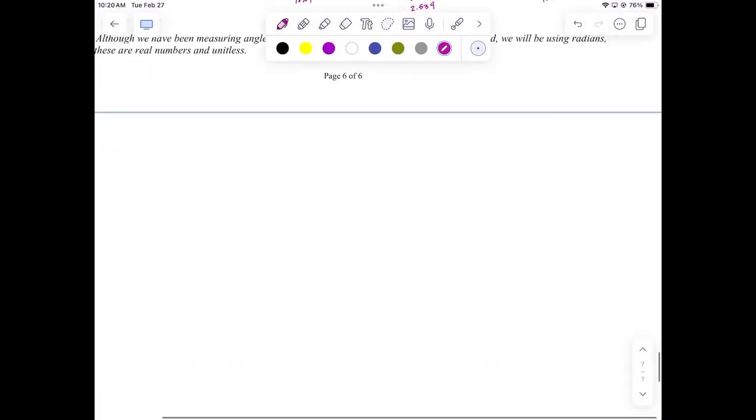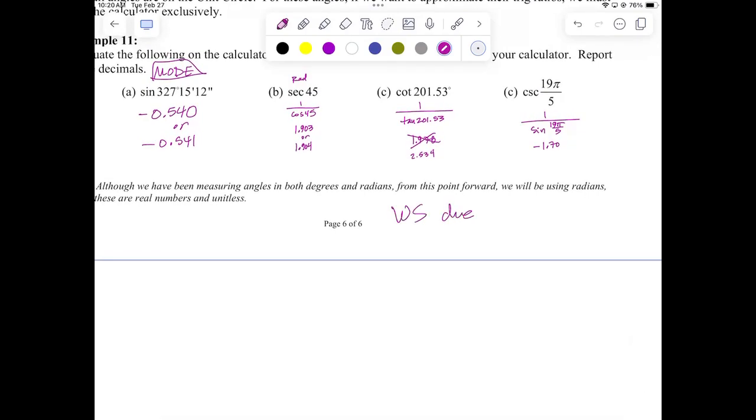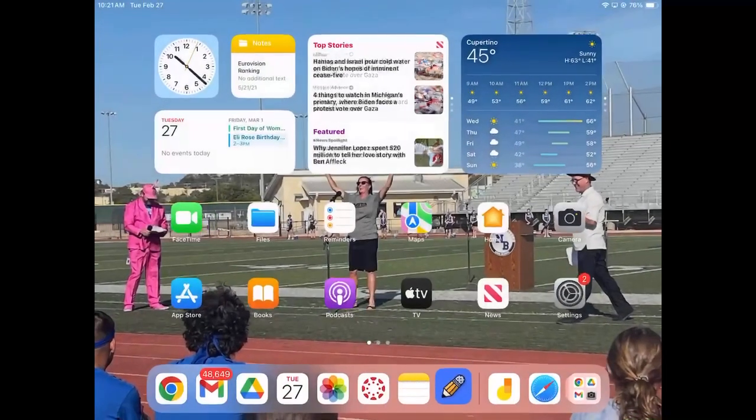Your worksheet is due tomorrow, Wednesday, at 9 a.m. Hopefully you're almost done with it if you're not done already. All right, let me show you what your quiz tomorrow is going to look like.